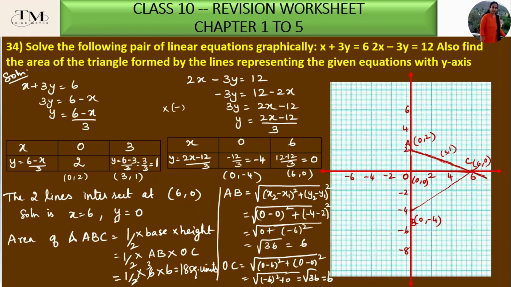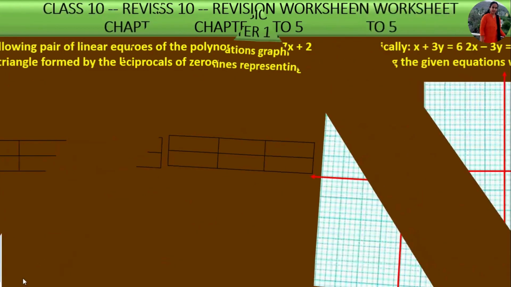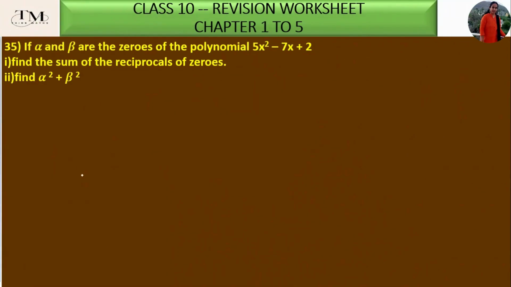Okay children, I hope you can understand this problem. So moving on to the last problem. If alpha and beta are the zeros of the polynomial 5x square minus 7x plus 2, find the sum of the reciprocals of the zeros. Find alpha square plus beta square.